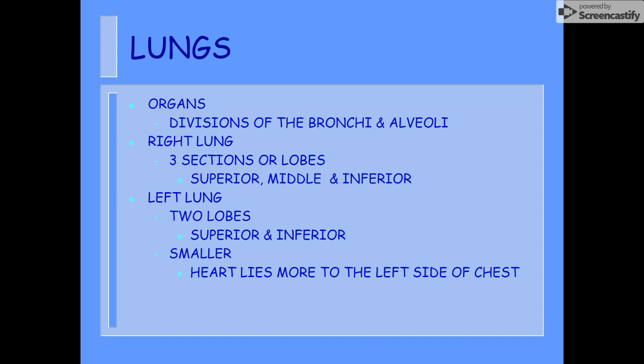The right lung has 3 sections or lobes. You have a superior, a middle, and an inferior. Your left lung has 2 lobes, a superior and inferior. The left lung is smaller because the heart lies more to the left side of the chest.